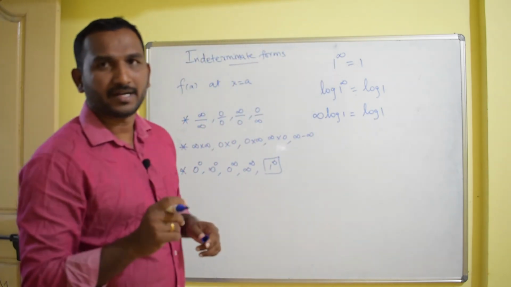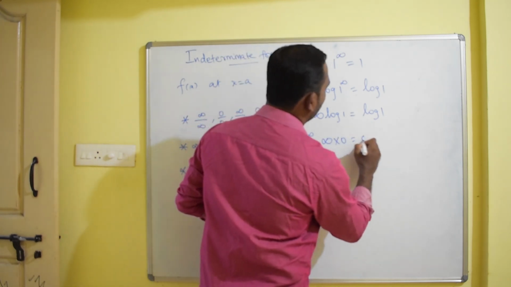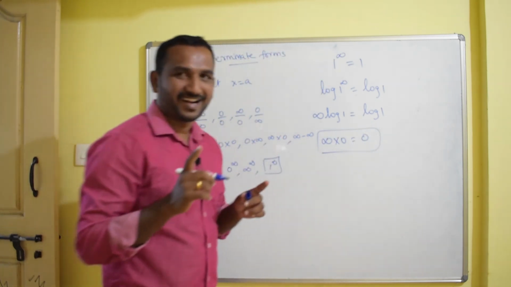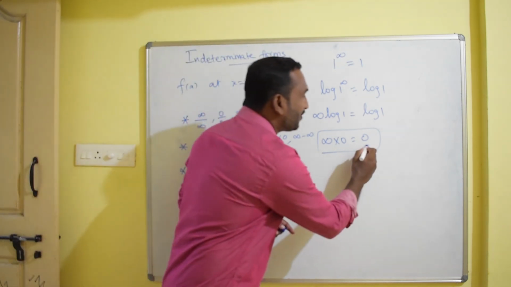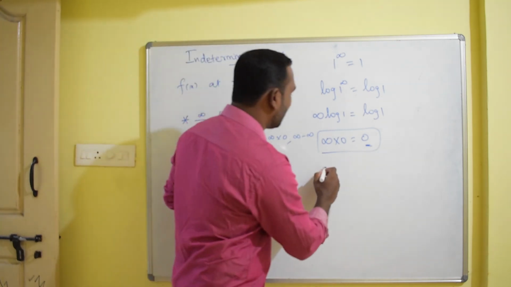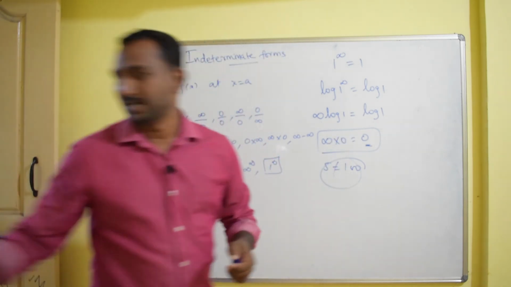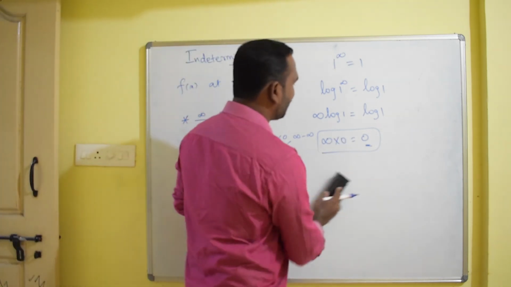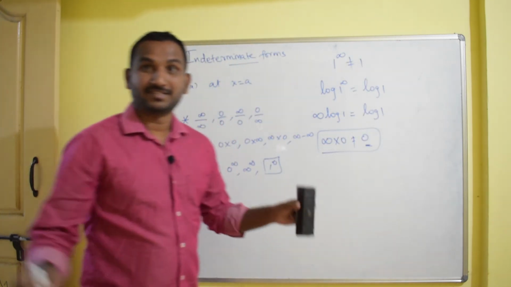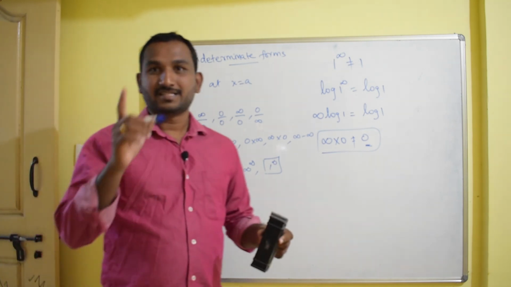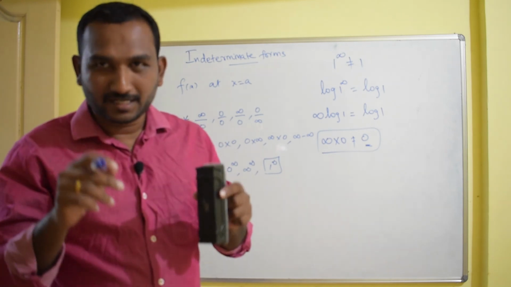We know log 1 value is 0. So infinity into 0 is equal to 0. Already we have mentioned that infinity into 0 is an indeterminate form, right? But 0 is a finite value. How can we say that 5 is equal to 100? So it is not possible. The same argument: infinity into 0 is an indeterminate form which is not equal to 0. Therefore our assumption is wrong, that is, 1 power infinity is not 1. Correct? So this also falls under the indeterminate form conditions.